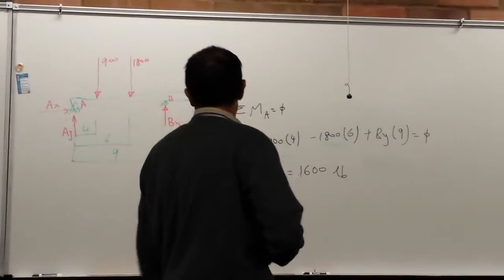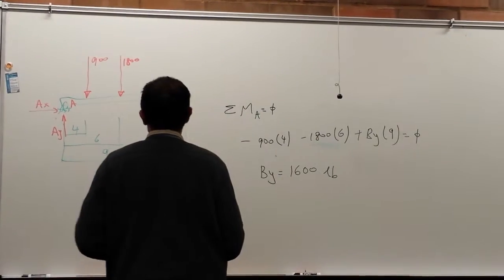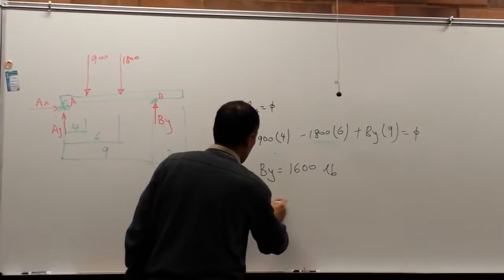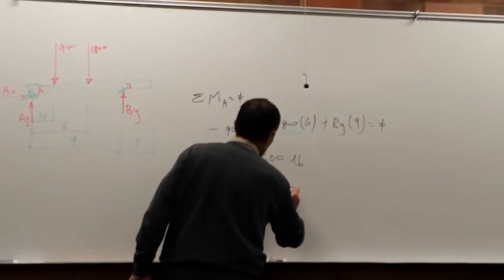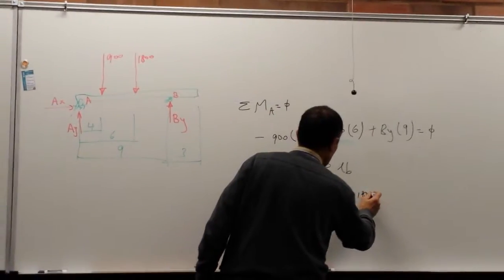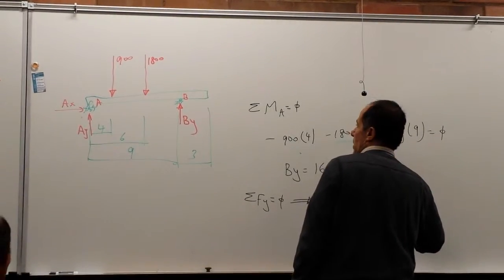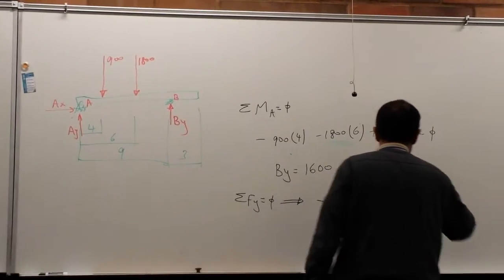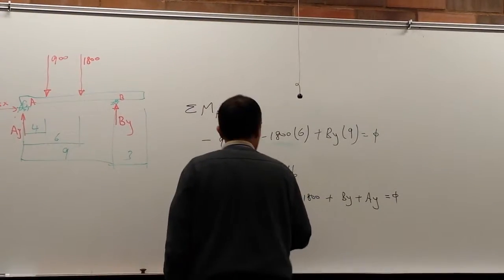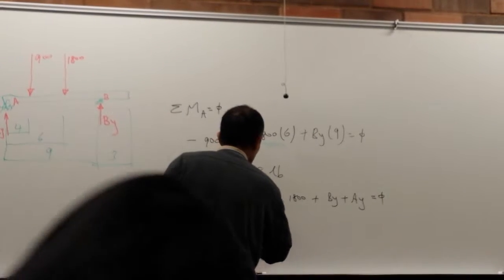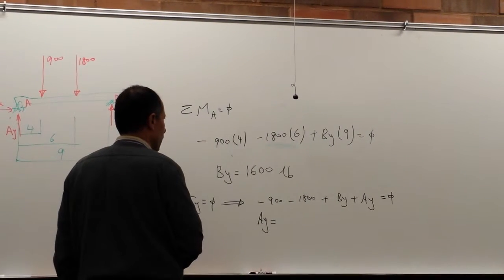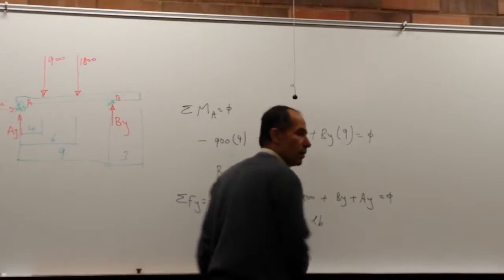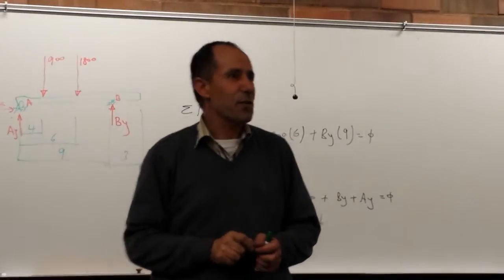Anyway, so, 1600, let's go back to sum of forces on Y equal 0. On Y I have negative 800, negative 1800, 27, positive BY, positive AY, equal 0. AY equals 1100. Correct? Yes. Faster, no?